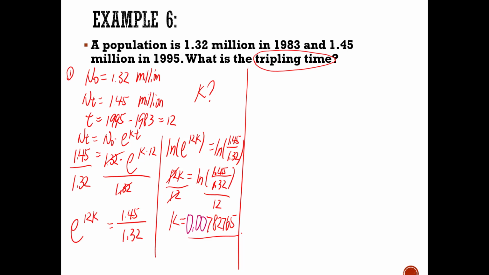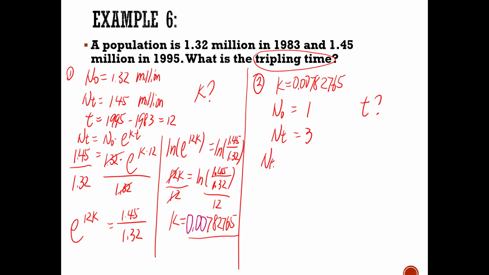So now let's look at the tripling time. Second step, the tripling time. Now k is given, 0.00782765. And N0, since tripling, assuming N0 is 1 unit, then Nt will be 3 units. That's how the population triples. Here, the only thing we don't know is time t, so solve for time t.